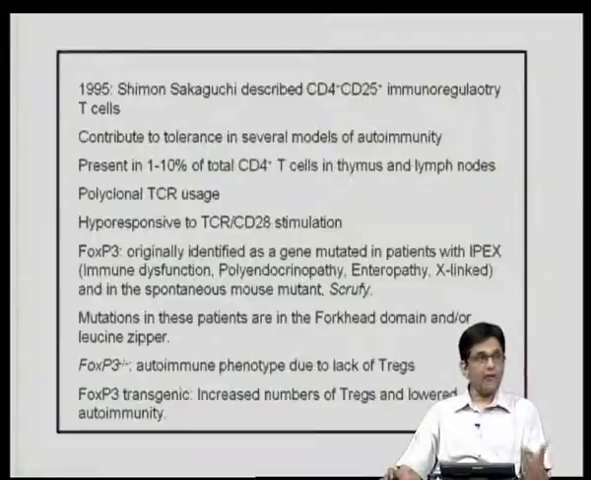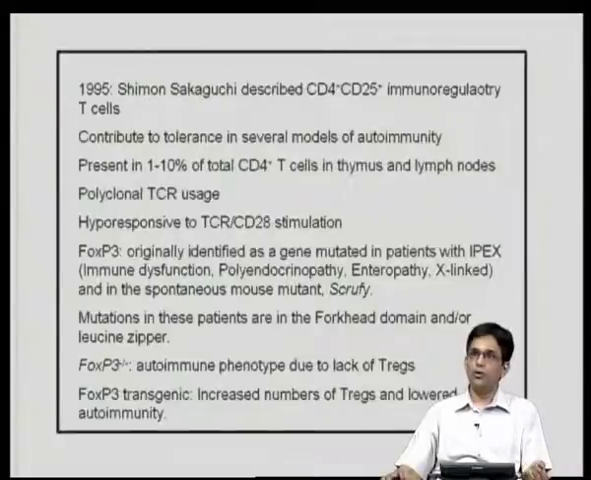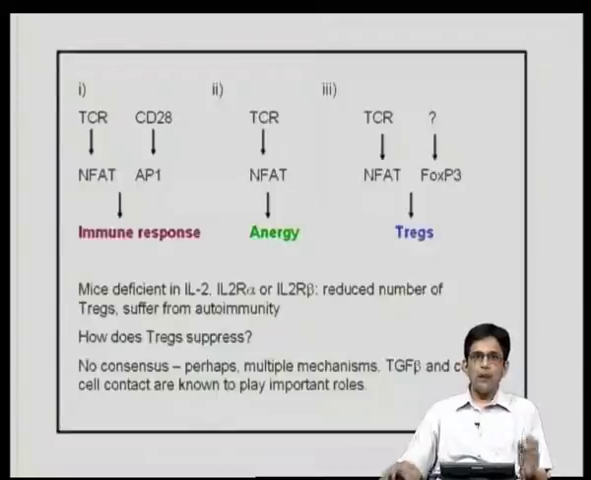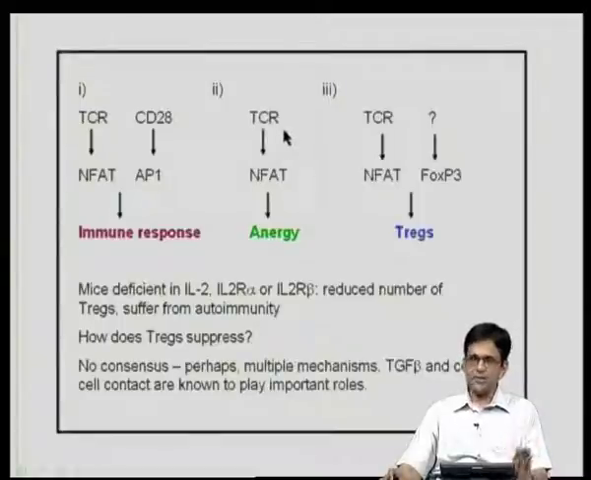On the other hand, FOXP3 transgenic mice have increased numbers of T regulatory cells, and they have lowered autoimmunity. What is shown over here is something that we dealt with in the T cell activation class. The T cell receptor activates NFAT, the CD28 pathway activates AP1, and together you have the immune response. Now, if you activate a T cell through the T cell receptor only, then you will activate NFAT, and this results in T cell anergy.